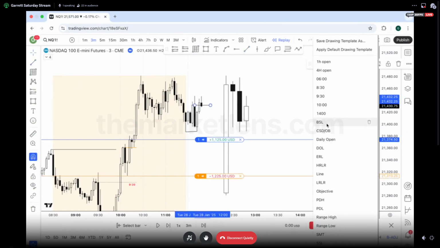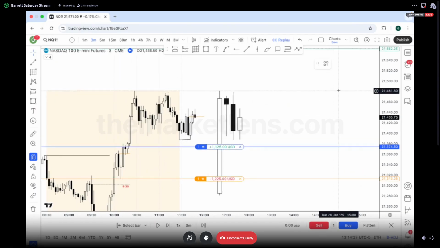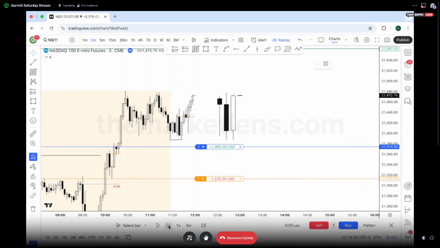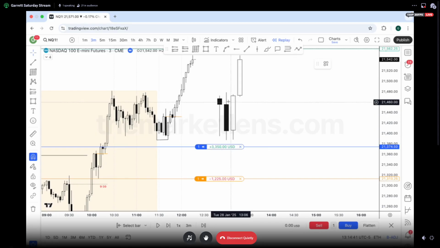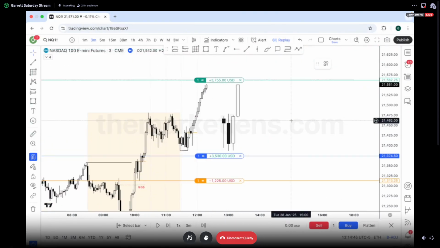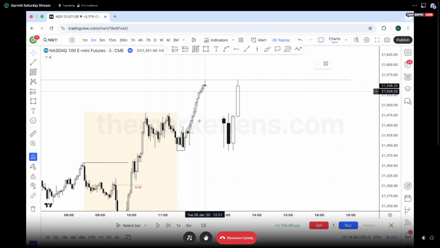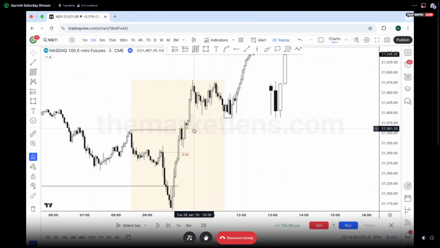So this is going to be a valid entry right here. I don't know if this works, but I think that's valid right there. Yeah, because you have this closure right here. So this is just accumulation, right? Or redistribution, whatever you call it. And you hit your TP there. That was a really good day. A good day.